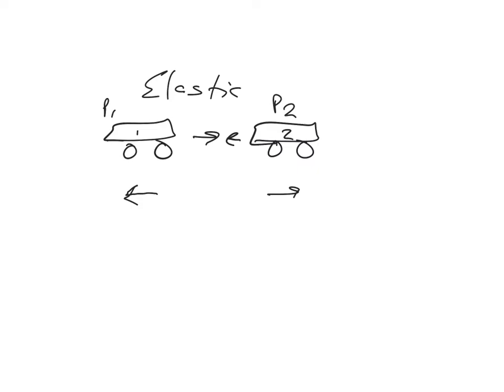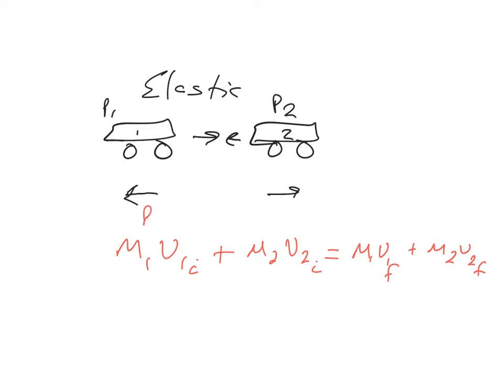So with an elastic collision, the momentum is conserved. How I quantify this is I say the mass of cart 1 times the velocity of cart 1 initial, plus the mass of cart 2 times the velocity of cart 2 initial, equals the mass of cart 1 times the velocity of cart 1 final, plus the mass of cart 2 times the velocity of cart 2 final. This is essentially P1i plus P2i equals P1f plus P2f. It's the sum of all the momentums. The initial momentum always has to equal the final momentum.